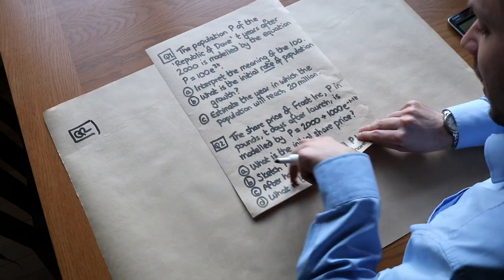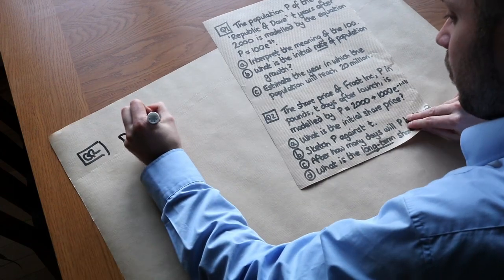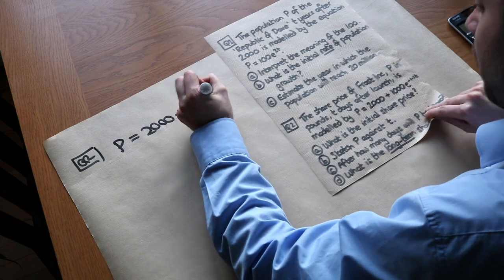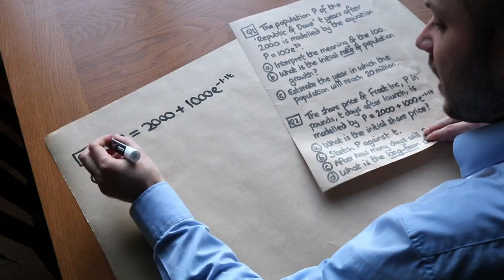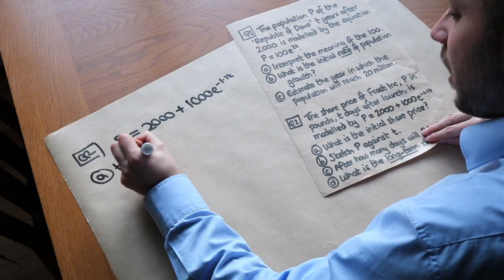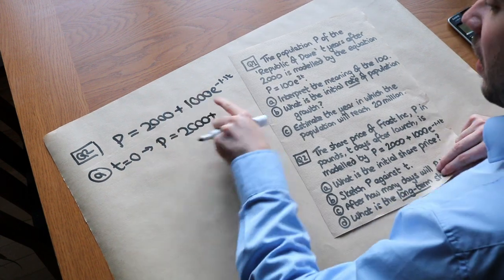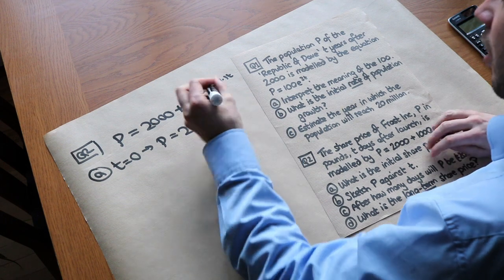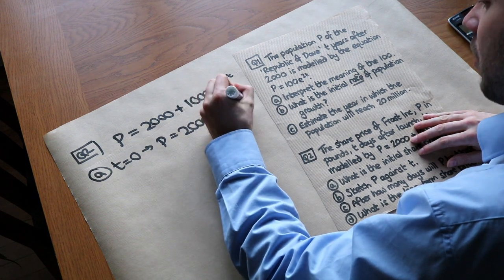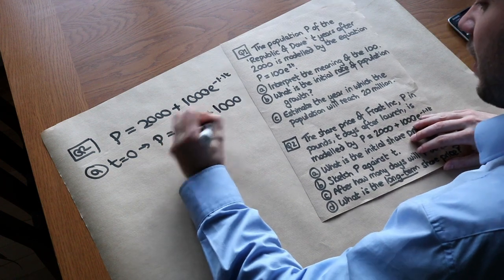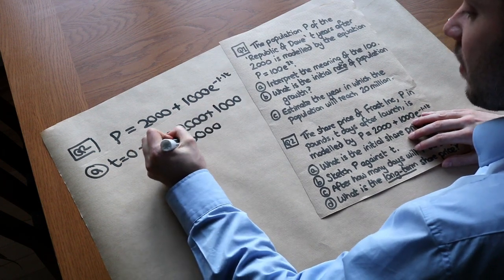So what is the initial share price? So remember, the initial value means when t is equal to 0. So for A, we just make t 0. And we get P is equal to 2000 plus 1000 times e to the 0, which is just 1000 times 1, which is 1000, and that is equal to 3000. So that's the initial share price in pounds.